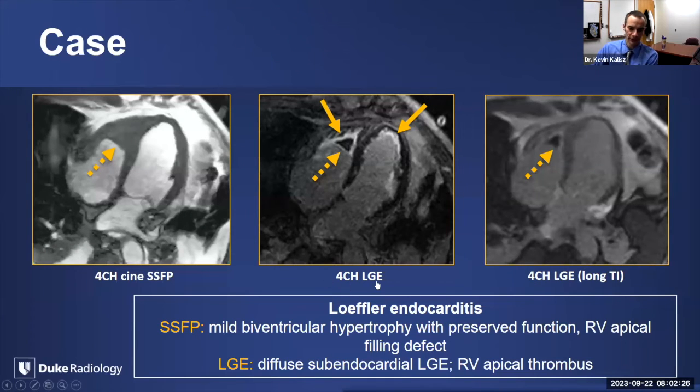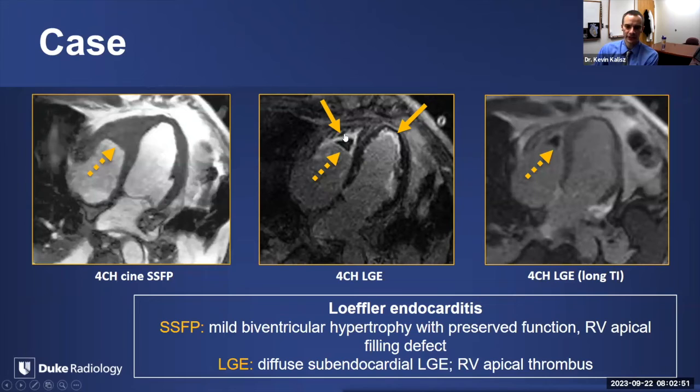When we do a conventional LGE image, you can see rather diffuse subendocardial enhancement here, both the LV and the RV. And then you can see this non-enhancing filling defect here in the RV apex. We can do maneuvers with LGE imaging, basically empirically prolonging your inversion time. And what that does is make this filling defect have very low signal intensity, which confirms thrombus.